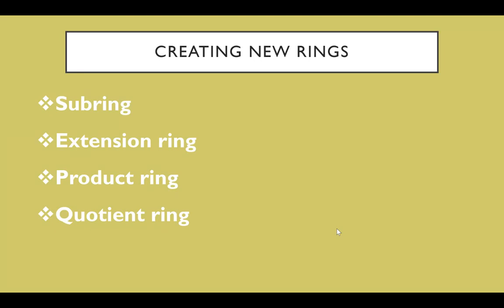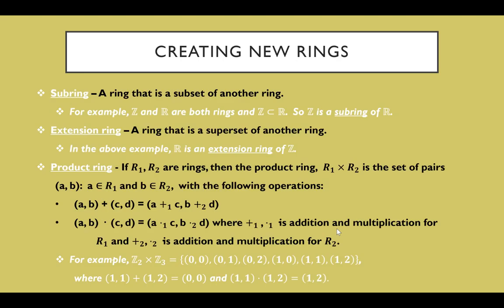In this next section, we're going to discuss creating new rings from existing rings. We'll talk about subrings, extension rings, product rings, and quotient rings. Subring and extension ring are pretty intuitive. If you have a ring and a subset of that ring that is also a ring, we would call that a subring. In my example, if you consider the set of real numbers, which happens to be a ring, the integers is clearly a subset of the real numbers, and it's also a ring. So we would say that Z is a subring of R.